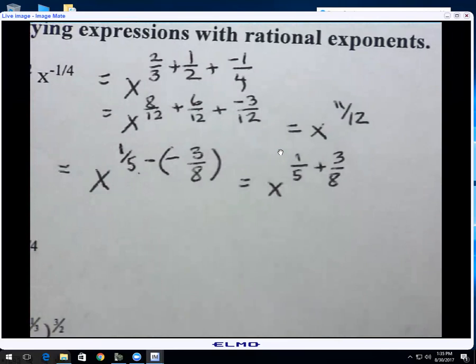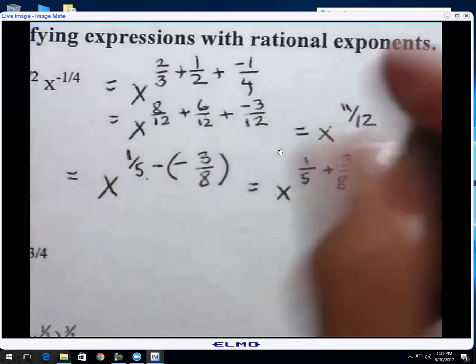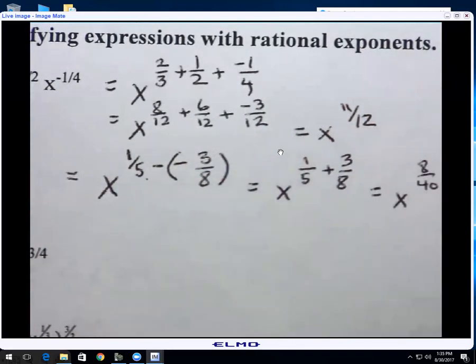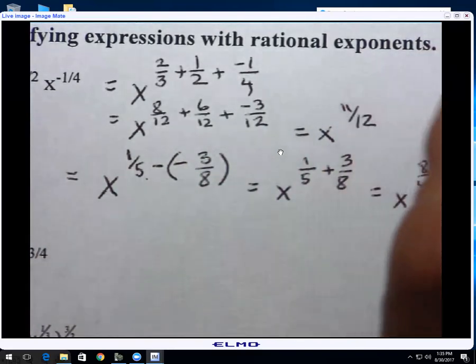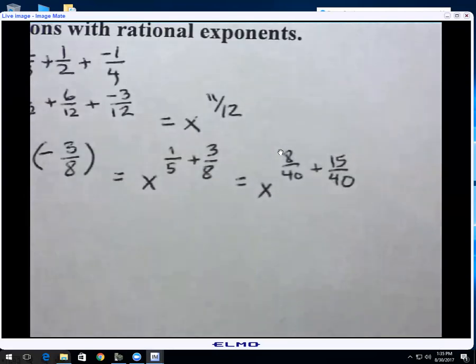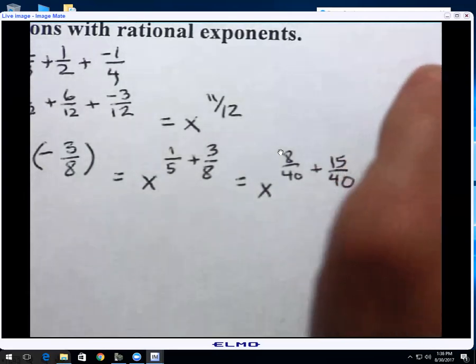If I have a fraction button, I just grab the calculator and punch 1/5 plus 3/8. If I don't, I get a common denominator, which would be what? 40. And I write the 1/5 as 8/40. And I write the 3/8 as 15/40. And then 8/40 plus 15/40 is 23/40.